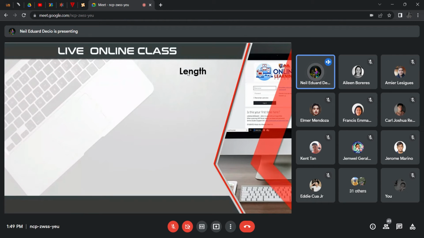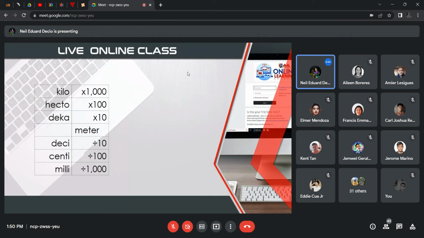Let's first go to length. The SI unit for length is the meter. You also use prefixes to identify units higher and lower than a meter. So we have these prefixes: deca, hecto, kilo, deci, centi, and milli.